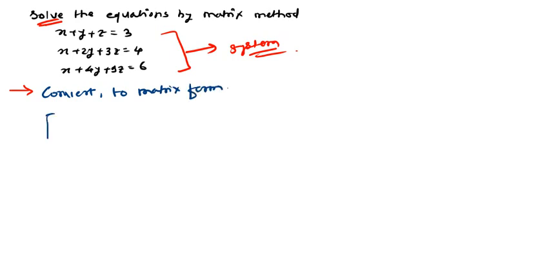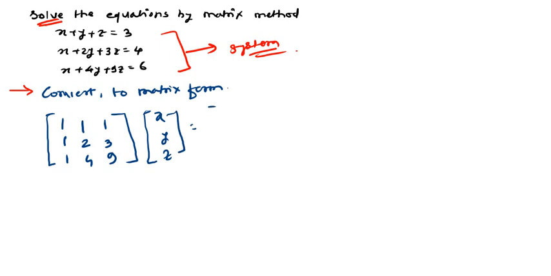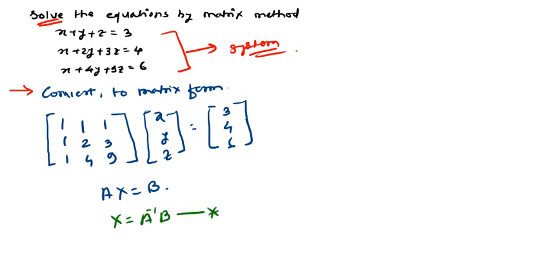So what we will get is the matrix of coefficients, which contains the coefficients of x, y and z. The first column will be 1 1 1, the second column will be 1 2 4, the third column will be 1 3 9, into the matrix of unknowns x, y, z, equal to the matrix of constants, that is 1 3 4 and 6. So finally we have AX equals B, and what we need is X, which will be A inverse into B. So this is our equation star.